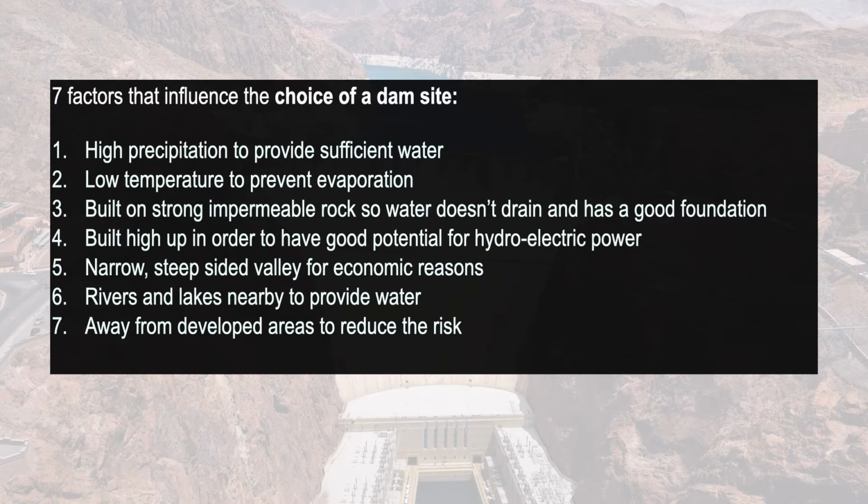And then a dam also should be built on strong impermeable rock, so it doesn't drain and has a good foundation. So when they want to build a dam, they will look at the bottom of the river. What is the foundation of the bottom of the river? If the bottom is made up of mud, it's not suitable to build a dam because the water will be lost or drain easily.